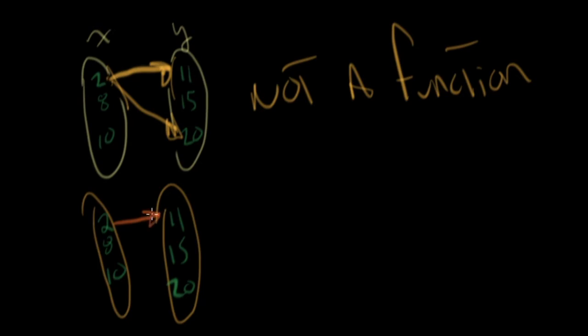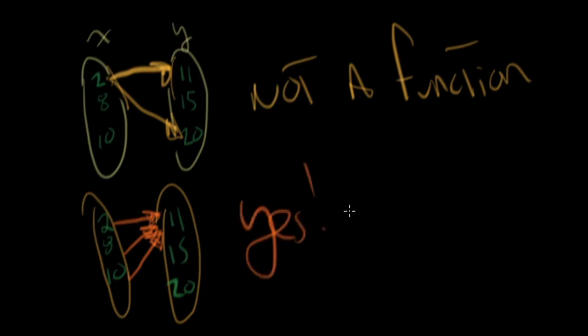2 is 11, but 8 is also 11. Oh heck, so is 10. 10 is also 11. What, is that okay? Well, does every input have exactly one output? Absolutely. But the outputs have more than one input. Yes, but that's okay. So that is a function.